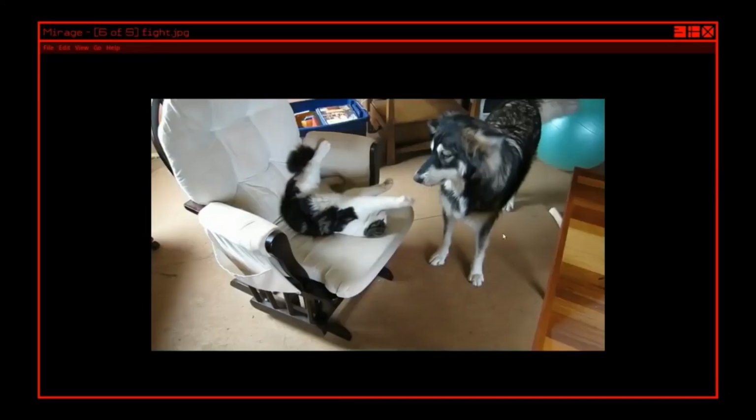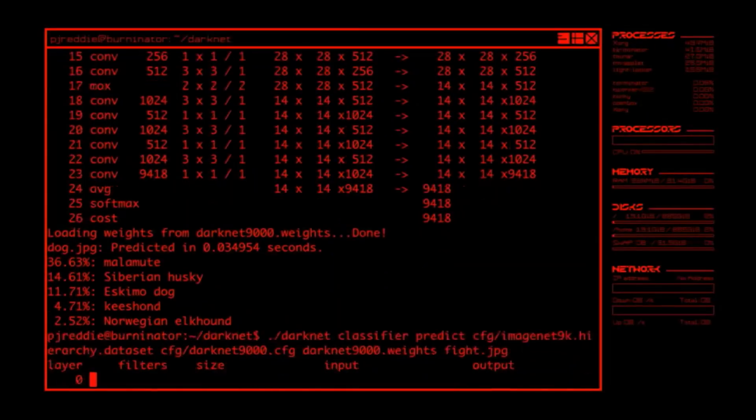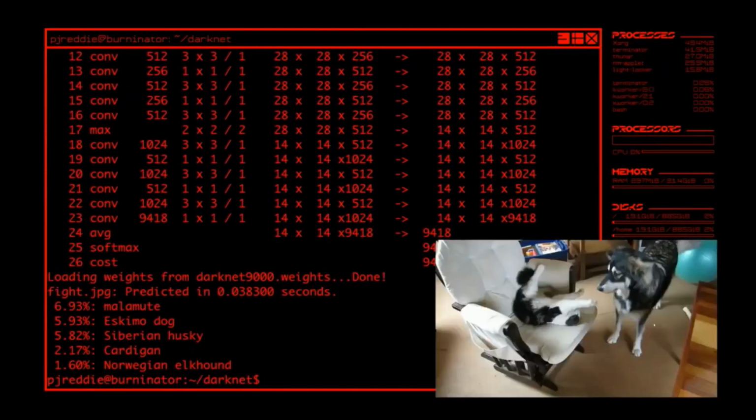But what happens when we run our classifier on an image that looks like this? Well, we see that the classifier comes back with a pretty similar prediction. And it's correct, there is a Malamute in the image, but just given this label, we don't actually know that much about what's going on in the image.